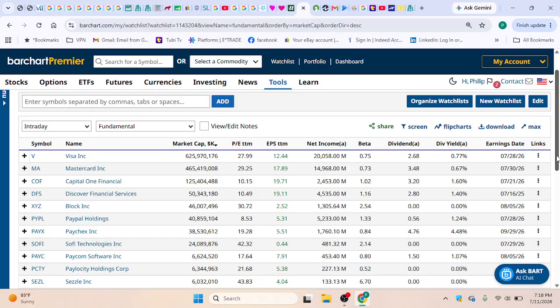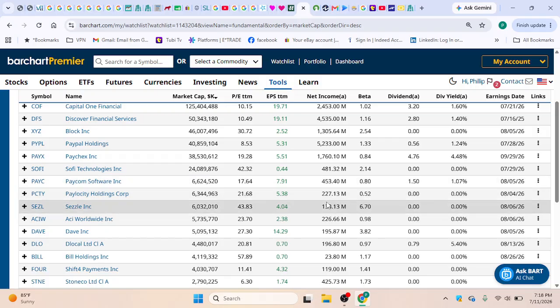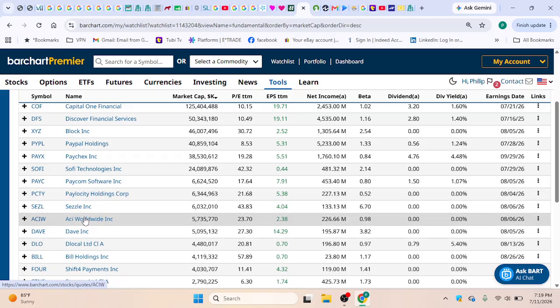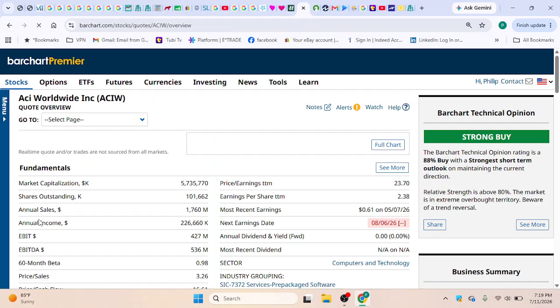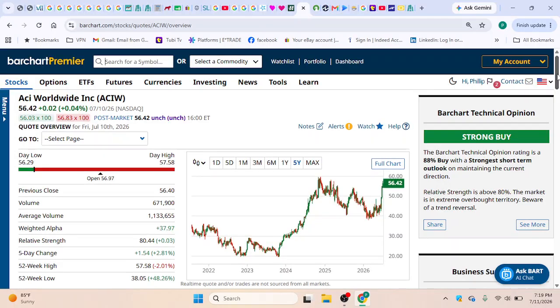So Sezzle is profitable. They made $133 million, but they're still a smaller player in the space, but they're growing. So that's what I like about that idea as far as a stock, and we can look at that real quick. We can look at some numbers on Sezzle. And again, the chart looks pretty good.